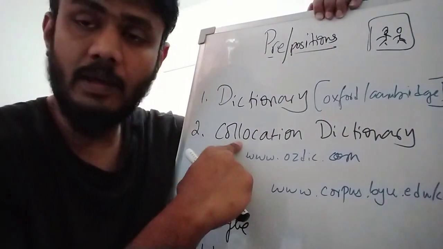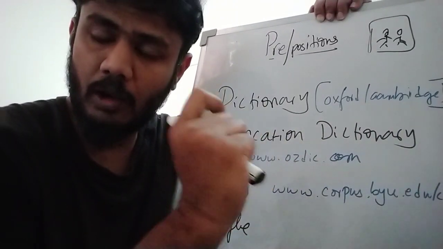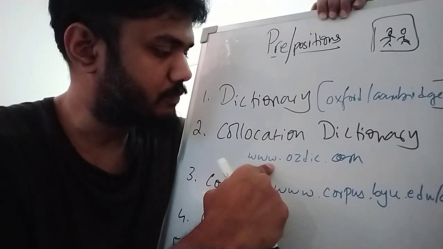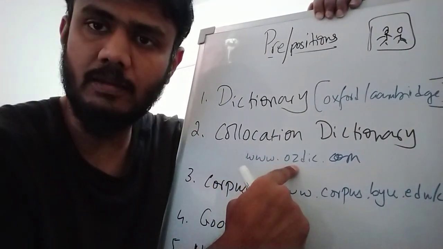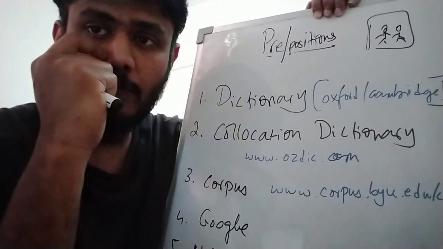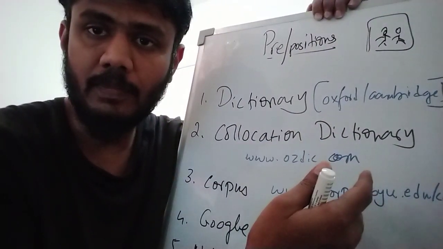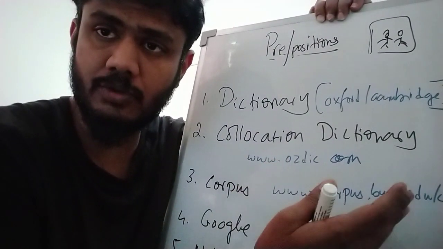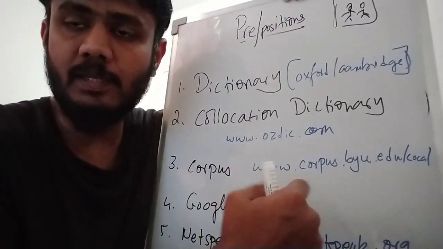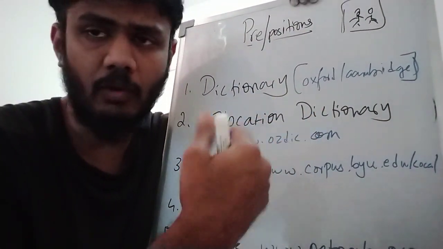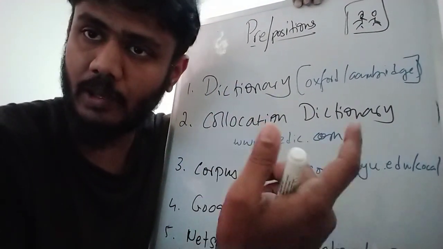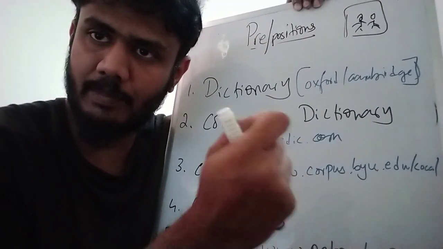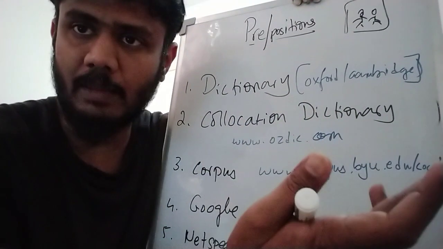Now, another type of dictionary is called a collocation dictionary. A collocation dictionary usually gives you words that occur together. One example is www.ozdic.com. This is something I've just pulled up online, so you can go and try it out and see if it works. Otherwise, go to Google and search for other collocation dictionaries, and they'll give you some words that are often found together, because some prepositions are used with some words and not with others.